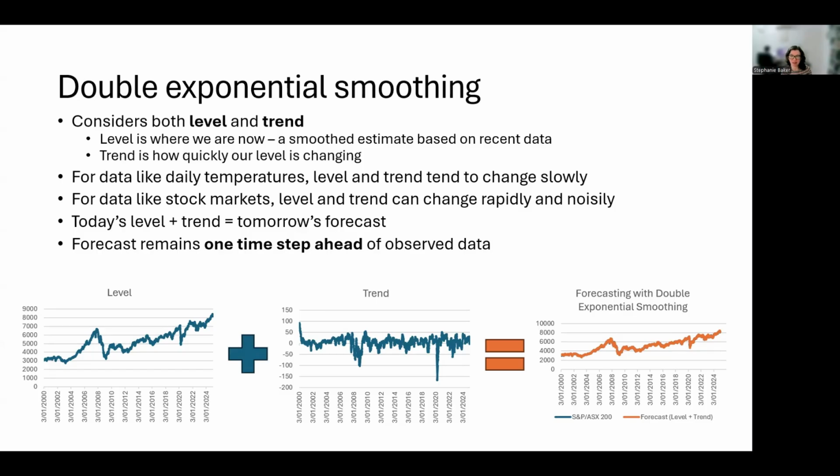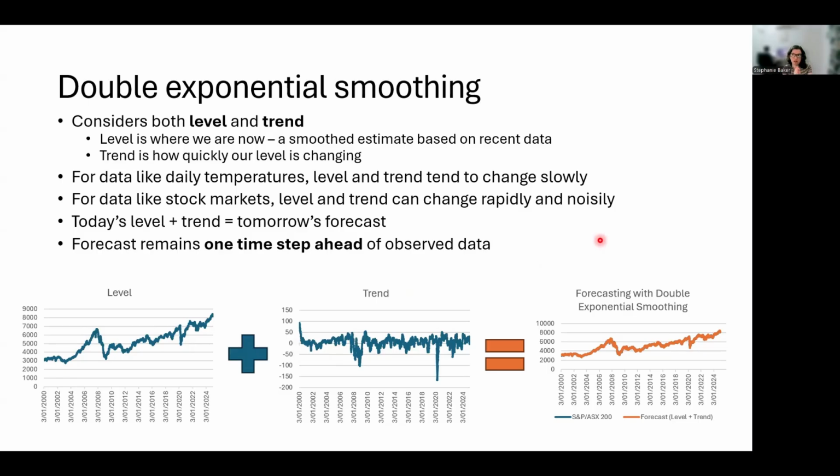Level would be reasonably flat for a particular area, and trend would only be gradually drifting over many, many years. For data like our stock markets, which are a lot more volatile, the level and trend can change quite rapidly and noisily. And you can see that in these graphs here. The level has fluctuated a lot over the 25 odd years that I've included in this data. And the trend changes quite dramatically week on week, and by quite different magnitudes as well.